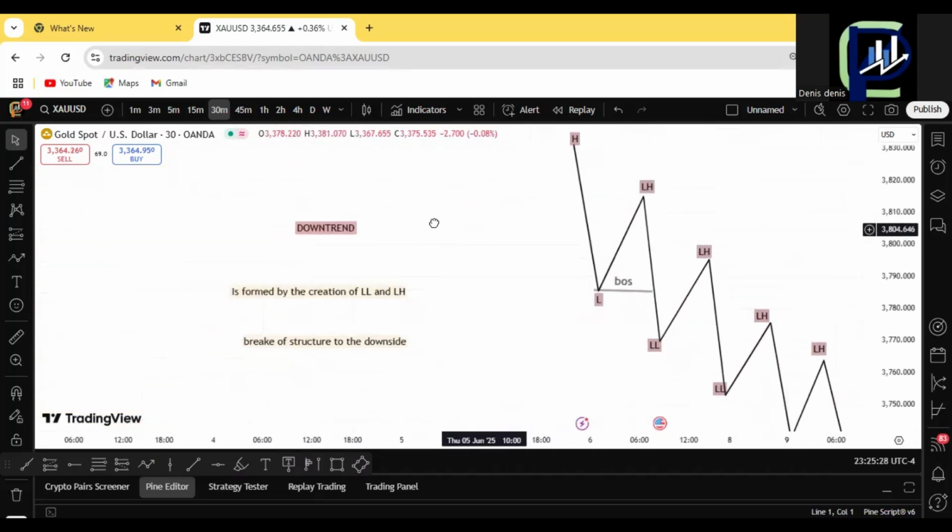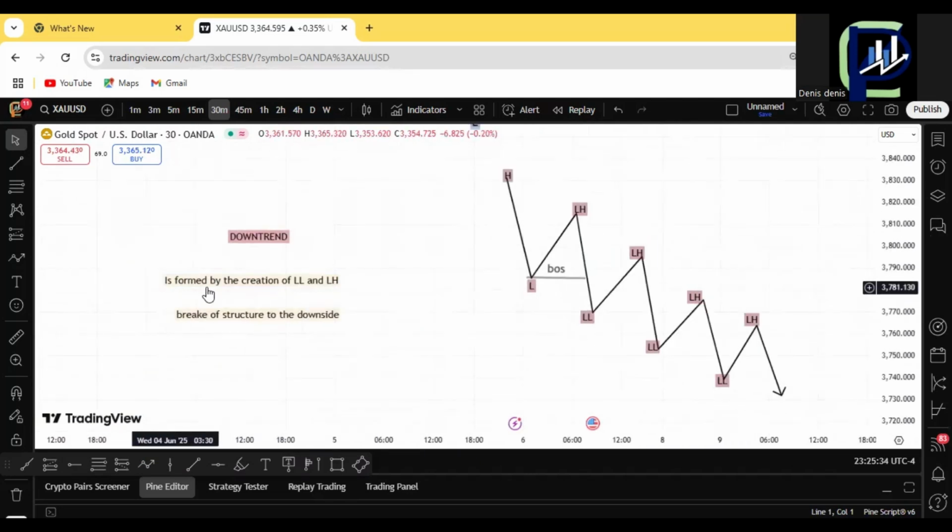Now for that downtrend, we have it by the formation of lower lows and lower highs. This is a high, this is a low. But this high is lower than this high. So because this high is lower than this high, we call it a lower high. And this low is also there. And then we have a low that is lower than this low. So because we have a low that is lower than this low, we call it a lower low.